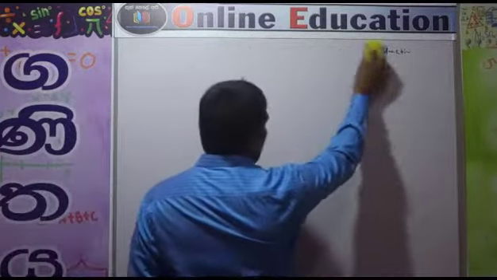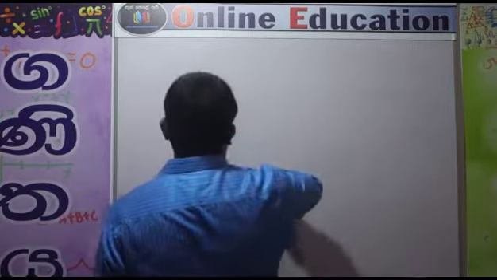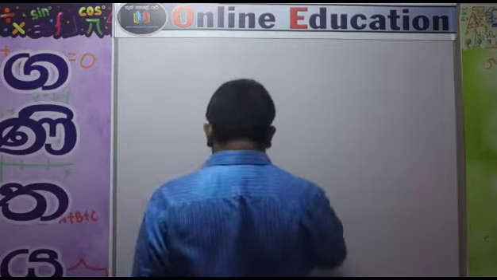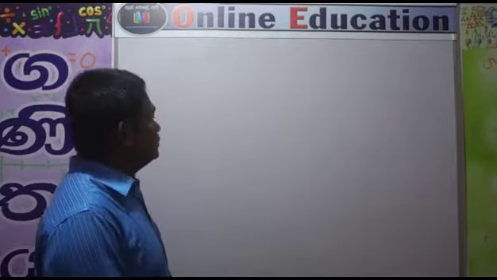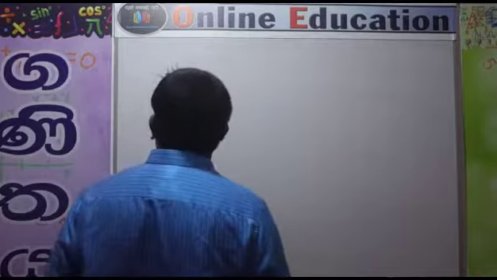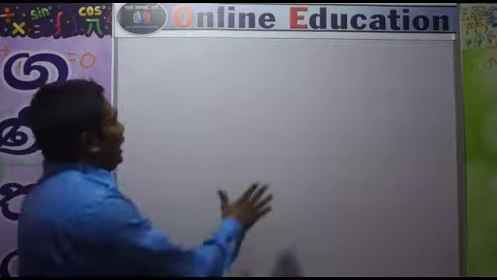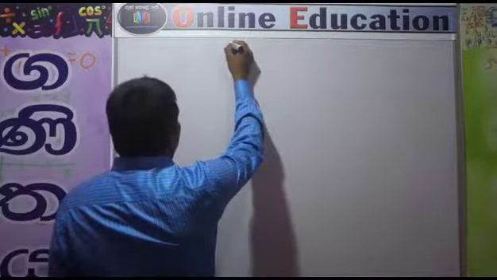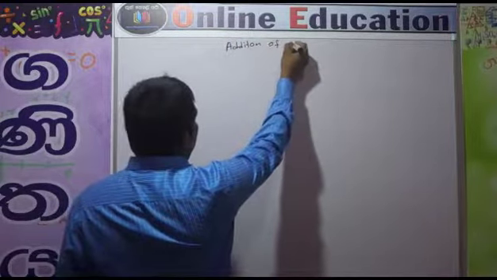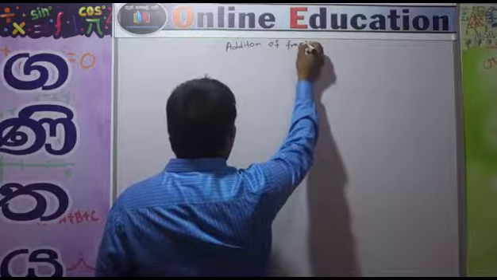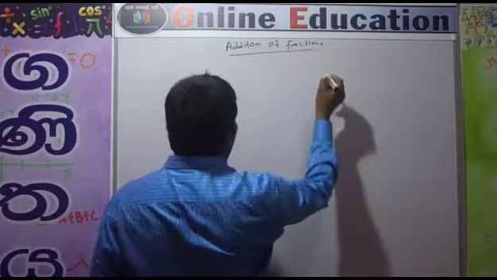Right. We have learned the basics about fractions. Now we are going to the basic calculations for fractions. First of all, we want to start from addition. Okay. Addition of fractions.